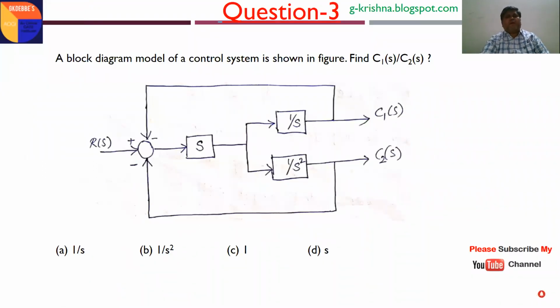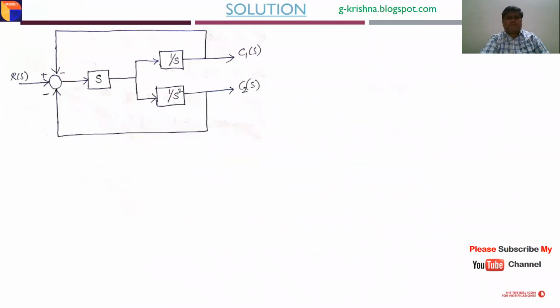A block diagram of a control system is shown in the figure. Find C1(s)/C2(s). So this is the block diagram shown and these are the options given below. Let us go for the solution.